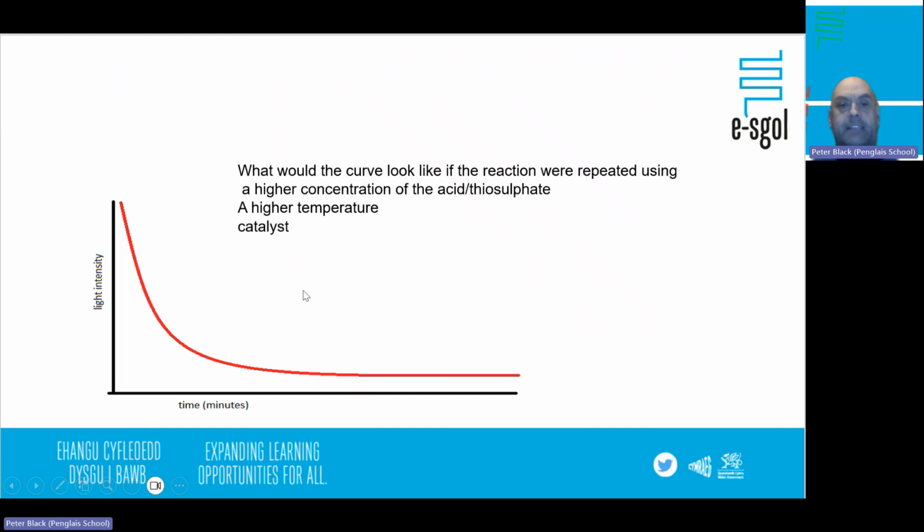What did it look like at a high temperature, high concentration, or with a catalyst? Well, you know that the rate's going to be faster, and so therefore we'd form our precipitate much faster, and so we get a steeper curve. Okay, so anything that looks like that.